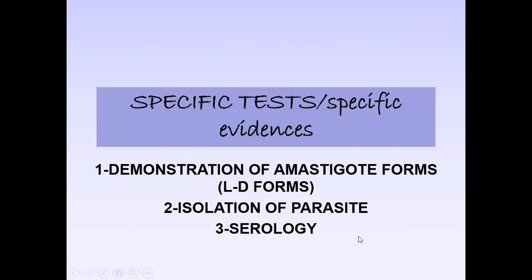The specific tests which indicate the presence of the organism in the body target the demonstration of the amastigote forms and the isolation of the parasite, as well as the serology. Demonstration of the amastigote forms, they are also known as the LD bodies or the LD forms, and LD stands for Leishmania donovani. So these forms, in case of Kala-Azar, are also called by the name of LD, and you can get a short essay question or an MCQ on what are LD bodies.